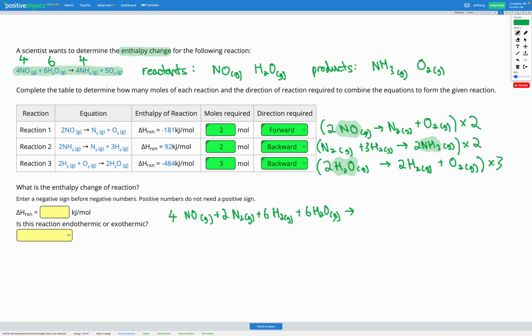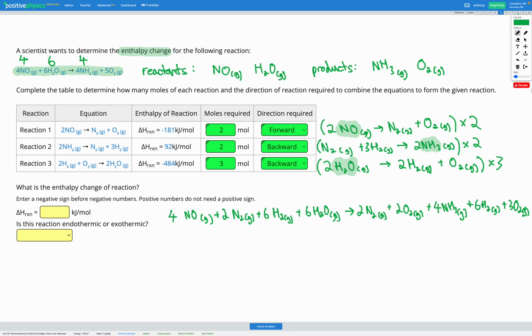Then in our products, for the first reaction, we've got 2 sets of N2 gas and 2 sets of O2 gas. From the second reaction, we've got 2 sets of 2 NH3. So that's a total of 4 NH3 gas. And then finally, from our third equation, we've got 3 sets of 2 H2. So that's 6 H2 gas and 3 sets of O2. So that's 3 O2 gas.